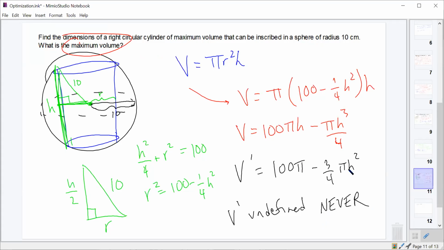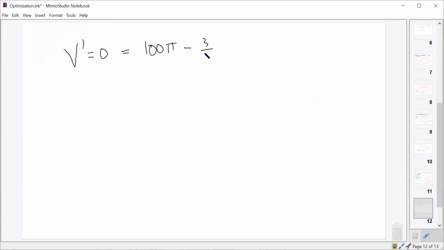100 pi minus 3/4 pi h squared. So when does that equal 0? Just solve that for h.